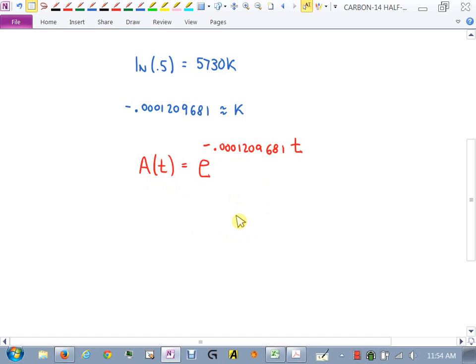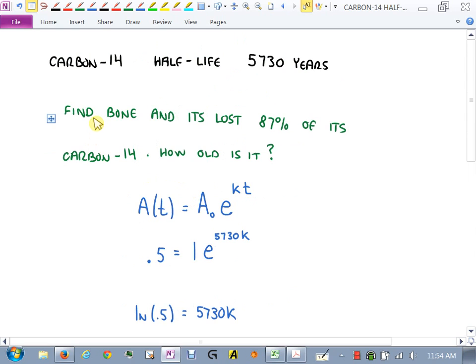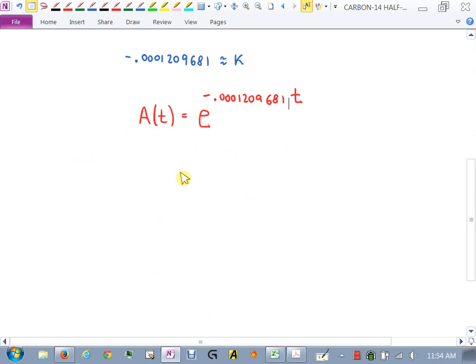We need to now figure out how old the bone is. So find a bone and it's lost 87% of its carbon-14. How old is it? So what am I going to do with this? What do y'all think? 0.87 equals that? 0.13 equals that? What do y'all think? Let's take a vote.